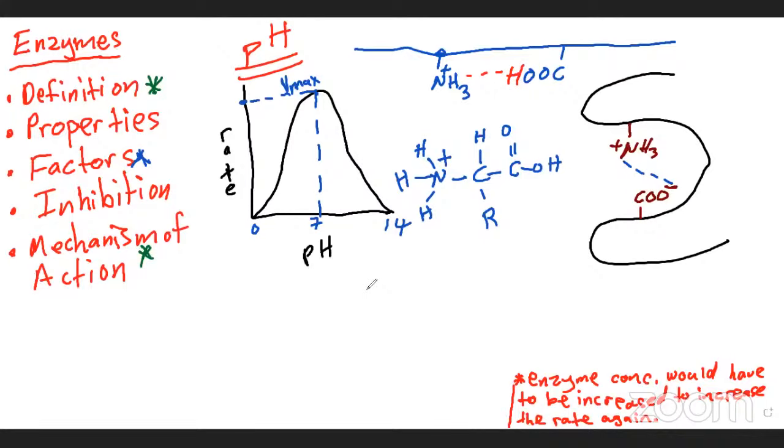So this interaction between negative and positive, that's the ionic interaction. So if this gains a hydrogen, this interaction no longer exists. There is no longer an ionic interaction. So before it was positive and negative, and so you have that interaction. But now there is no negative charge, so there is no interaction again. This shape will change. All right?